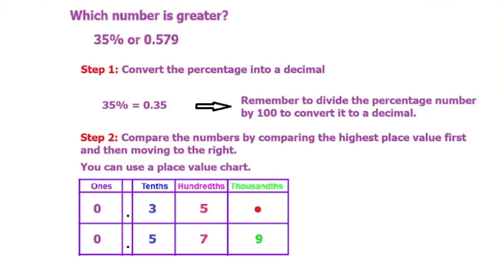Because 0.35 does not have a 0 here, we've left it empty, but if you want to, you could put in a 0.